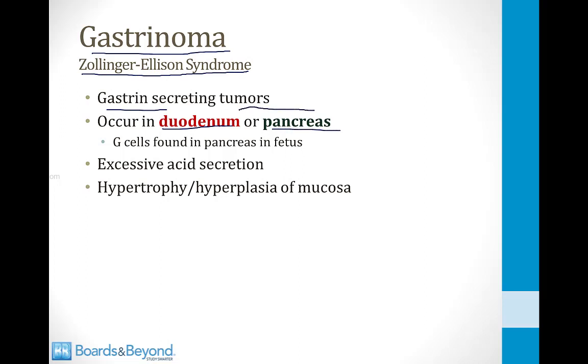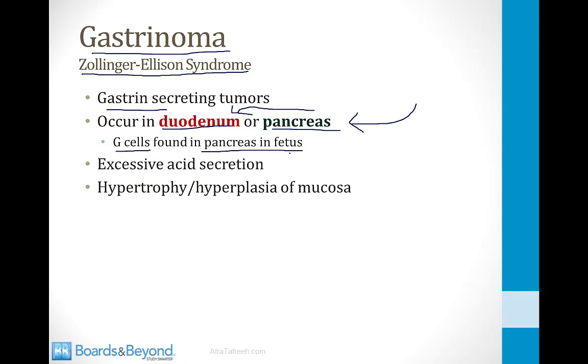Now, the duodenum kind of makes sense because it's close to those G cells that produce gastrin. But why does it occur in the pancreas? Well, it turns out that there are some G cells that are found in the pancreas in the fetus, and they can sometimes persist into adulthood and develop into gastrinomas.